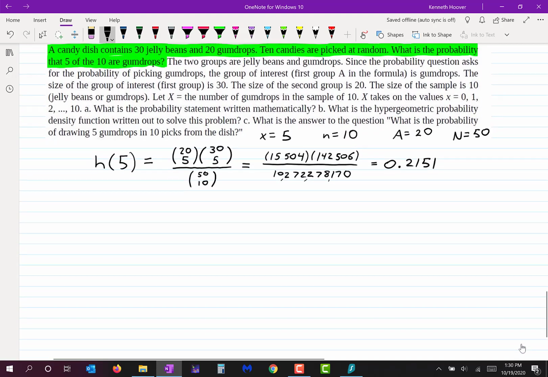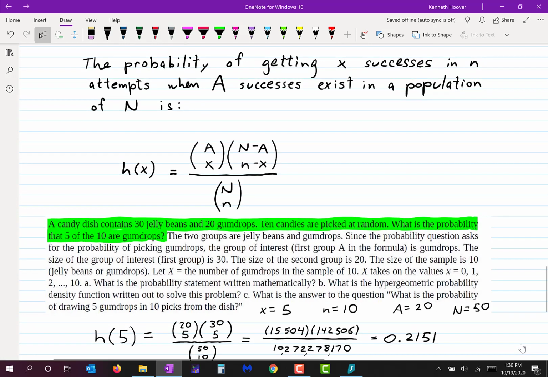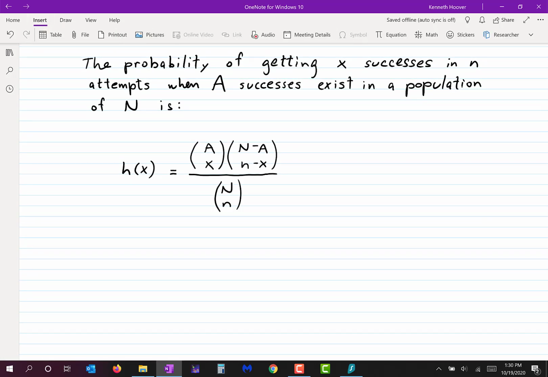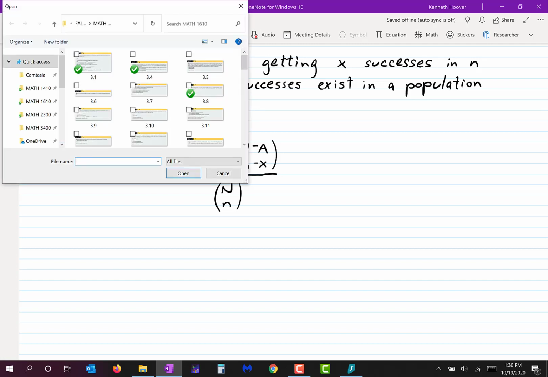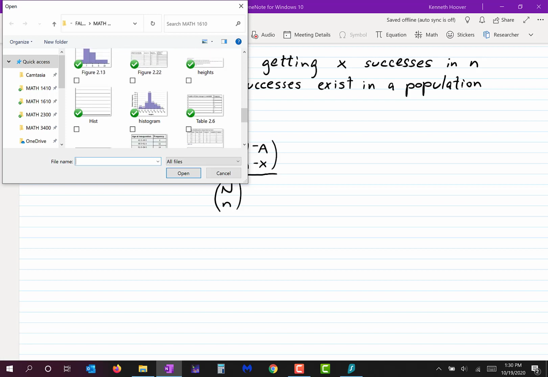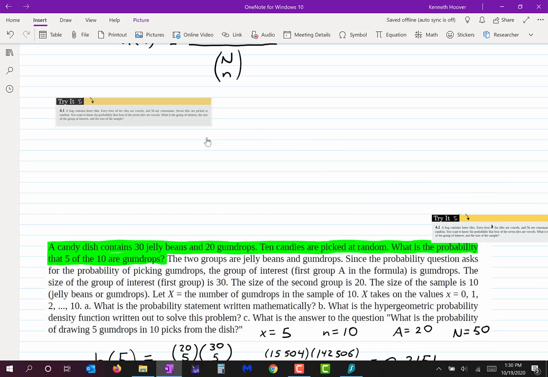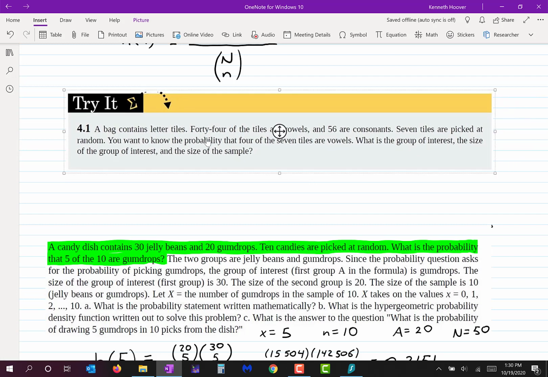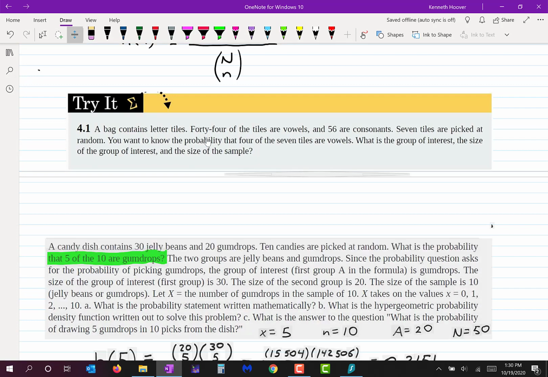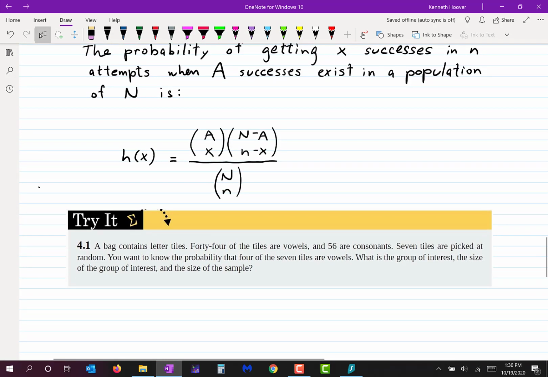Okay, let's do one more. Actually, what I'll do is I'll just move that one down so that we can still see the formula. Okay, let's do this example, also from the book. A bag contains letter tiles. 44 of the tiles are vowels. 56 are consonants. So let me ask you, how many are in the bag? 44 vowels and 56 consonants. That would be 100, right? 7 tiles are picked at random, and you want to know the probability that 4 of the 7 are vowels.